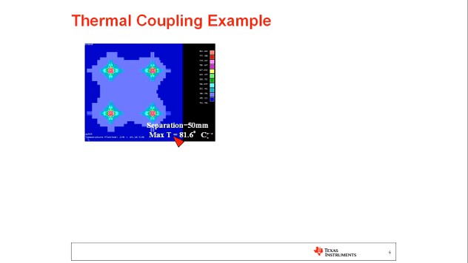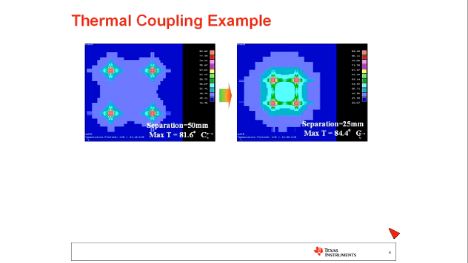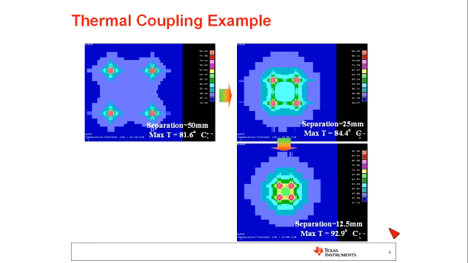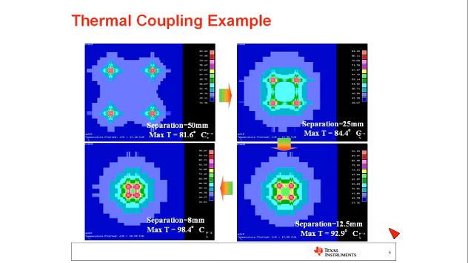We go from a max temperature on each of these components, because these are the same, so they all have the same temperature. It's going to go from 81.6 to, when we move them to a separation of 25, then the max temperature goes up a little bit to 84.4. When we then move them closer to 12.5 millimeters apart, we've taken a significant step up to 92.9. And when we move them closer still, down to 8 millimeters, we've increased the temperature of each of those devices up to 98.4 degrees C.